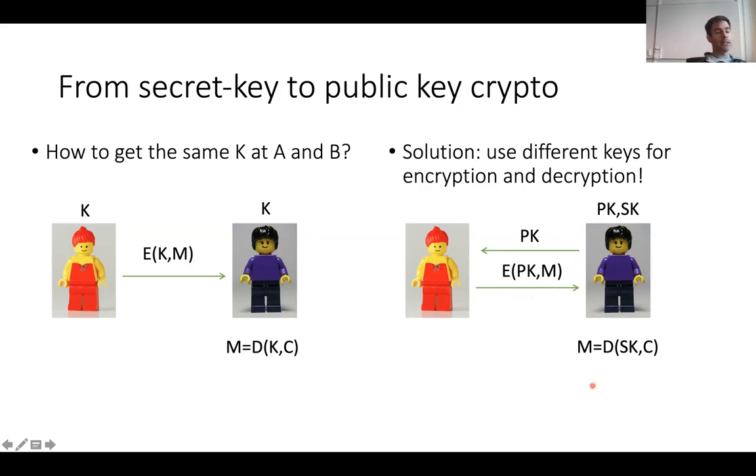So there are 2 keys, public key and secret key, and they have different roles. One is used to encrypt, one is used to decrypt. And this is why public key cryptography is also known as asymmetric cryptography, because there is this asymmetry between the keys. There's one public key which is used to encrypt and one secret key which is used to decrypt.